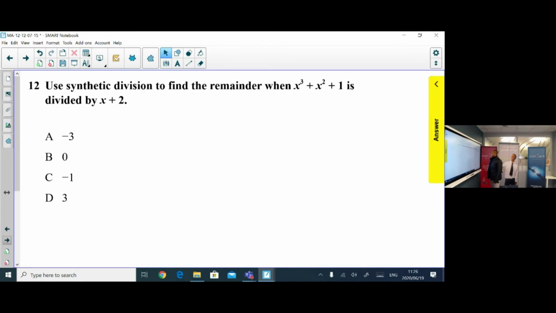There is another interesting one. Use the synthetic division to find the remainder when x cubed plus x squared plus 1 is divided by x plus 2. So you want to use the synthetic division method to get to your solution. So remember, the synthetic division method is sort of like the shortcut, and you are going to try it and see what you can get. So do your best to find out.